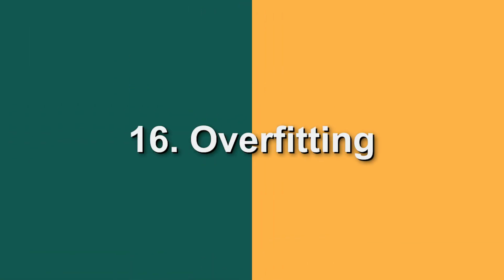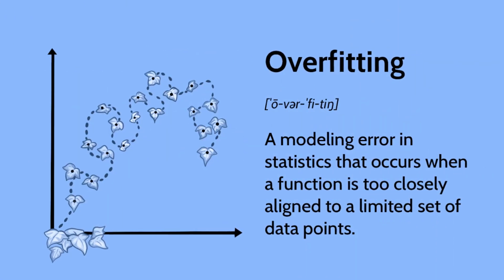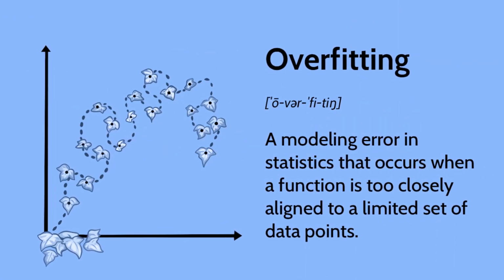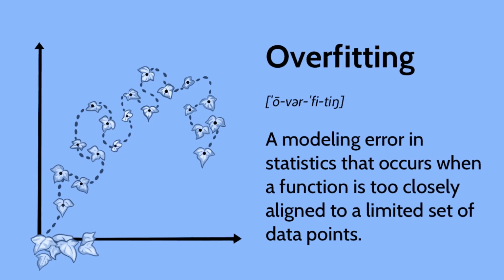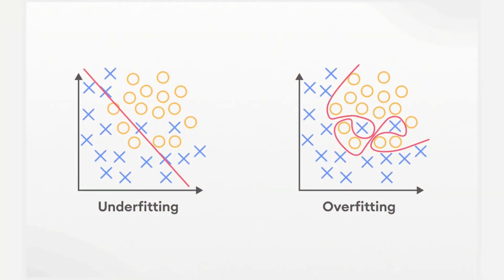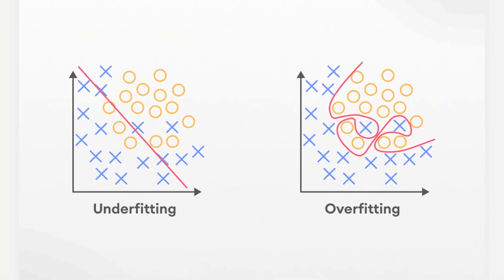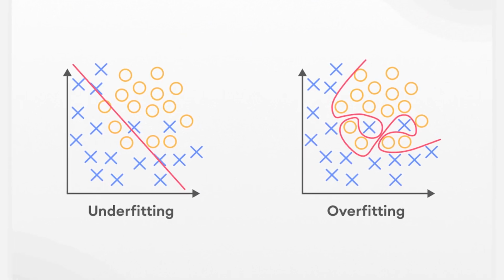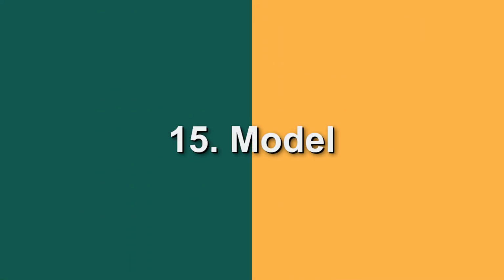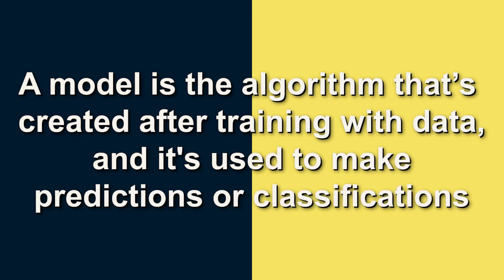16. Overfitting. Overfitting means the model has focused too much on the training data and can't analyze new information properly, like a student who just memorized everything. 15. Model. A model is the algorithm that's created after training with data, and it's used to make predictions and classifications.